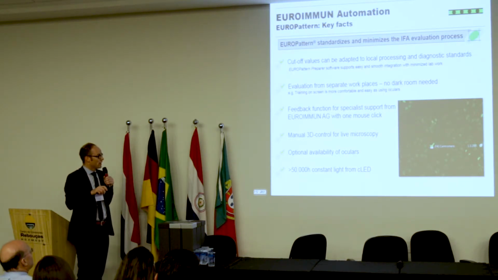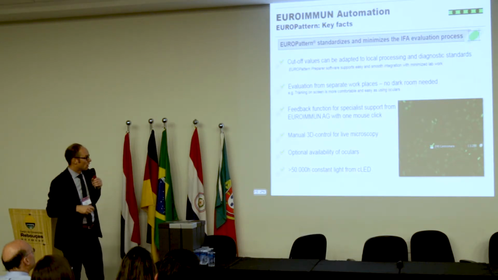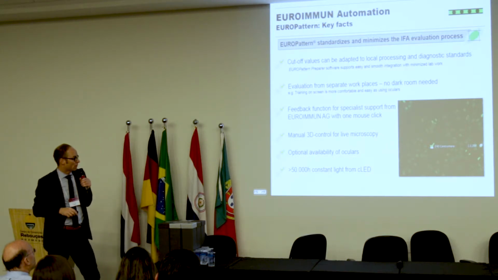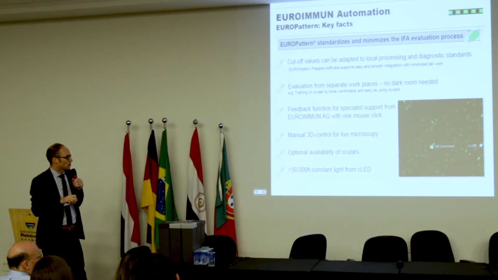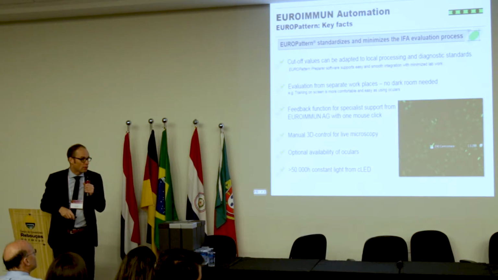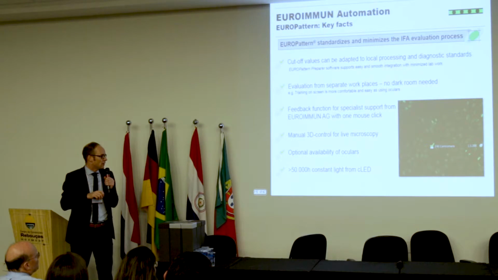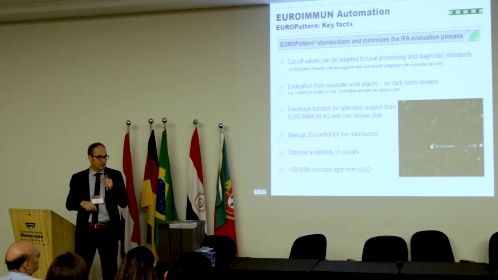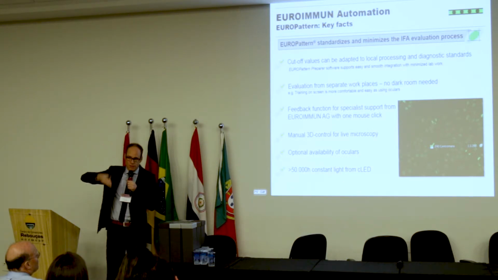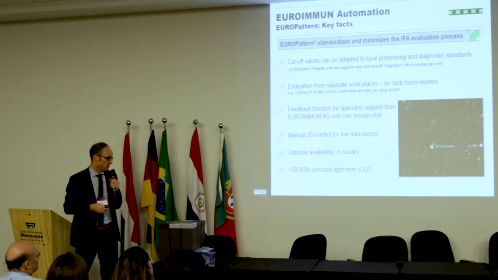We have 3D control for live microscopy, so if you want to take additional pictures or look at slightly different levels, you can use a manual control, and you can also use the oculars. Furthermore, we have a CLED, meaning controlled LED, and not an HBO bulb anymore. These CLEDs give constant light intensity for at least 50,000 hours. You don't need to replace the bulb anymore, no beam adjustments anymore, so no maintenance at all. It works for 50,000 hours without any maintenance.